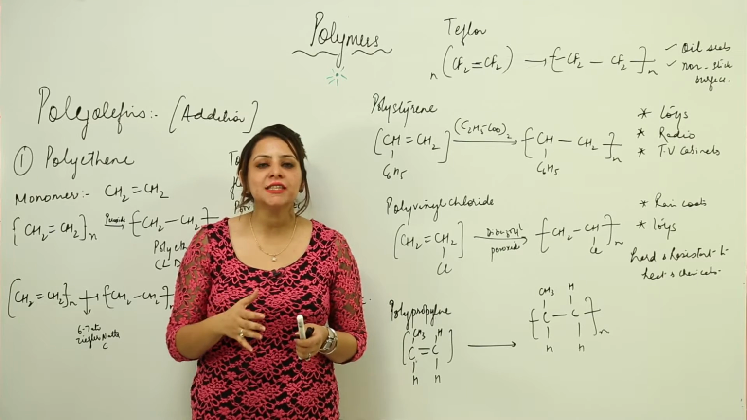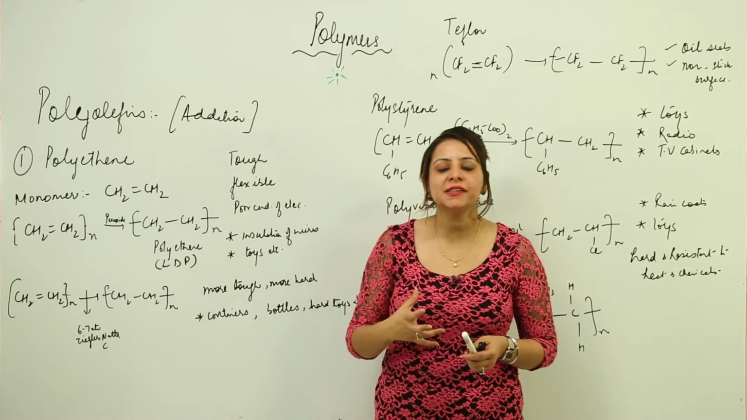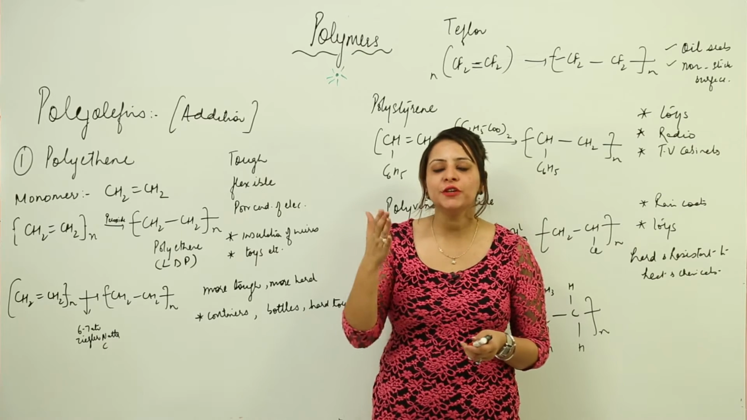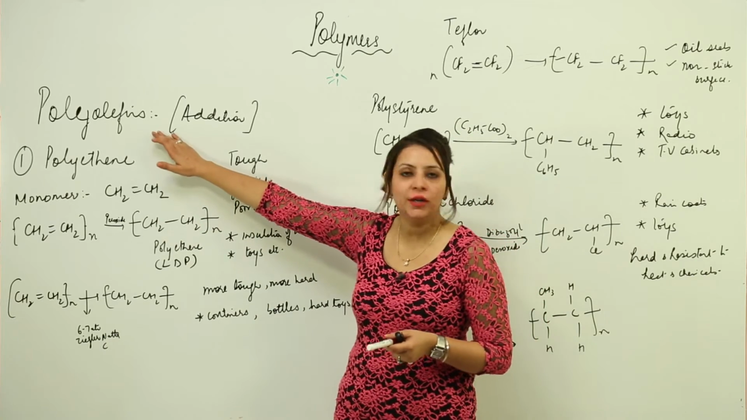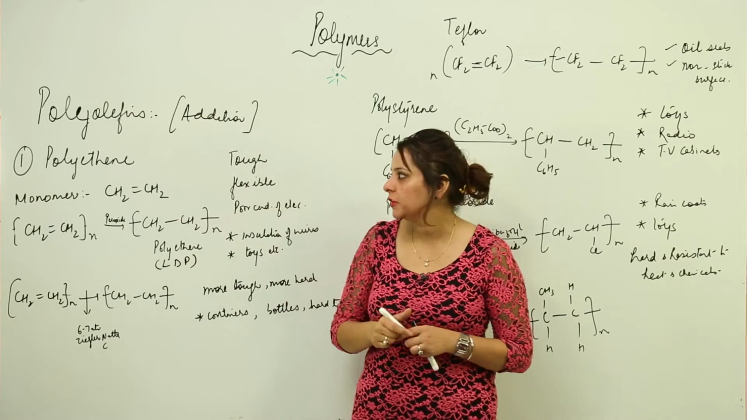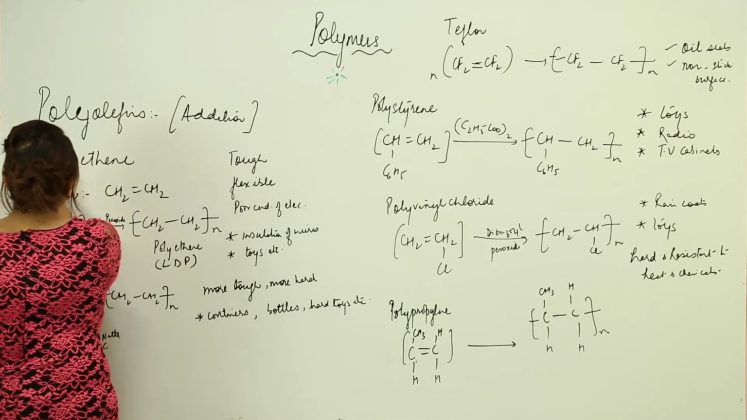Now we are going to start with the many addition polymers, that is, how they are actually formed. So the first category we are starting with is polyolefins. They are all addition polymers. The first is polythene.